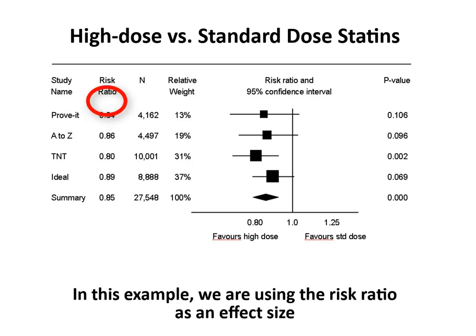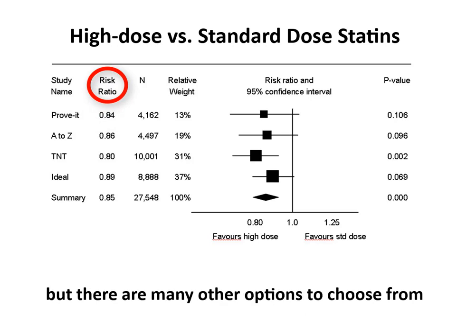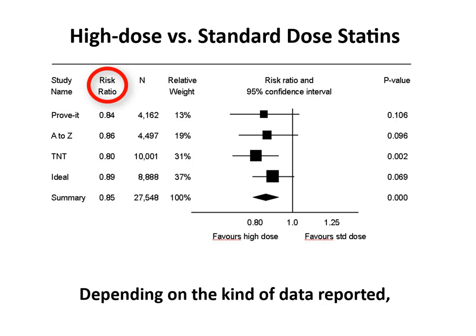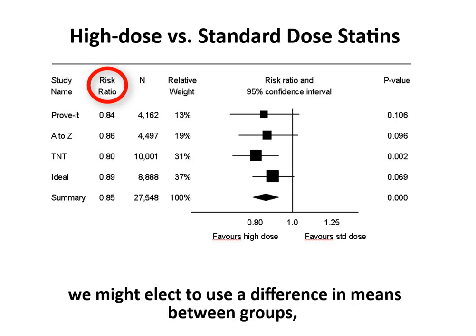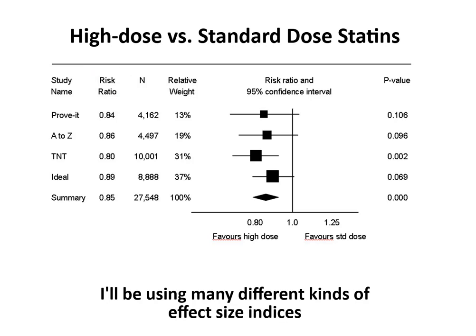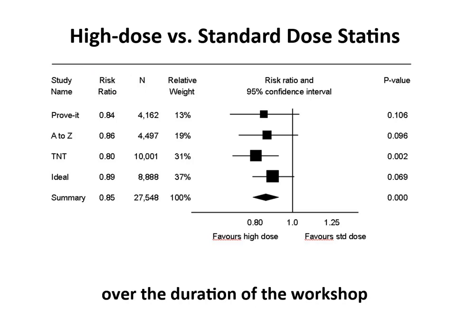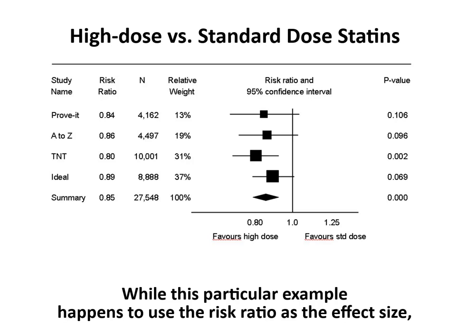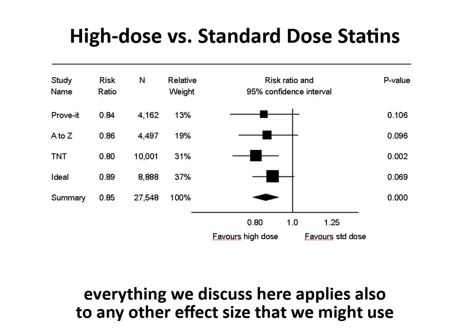In this example, we're using the risk ratio as an effect size, but there are many other options to choose from. Depending on the kind of data reported, we might elect to use a difference in means between groups, or a correlation, or something else. I'll be using many different kinds of effect size indices over the duration of the workshop. While this particular example happens to use the risk ratio as the effect size, everything we discuss here applies also to any other effect size that we might use.